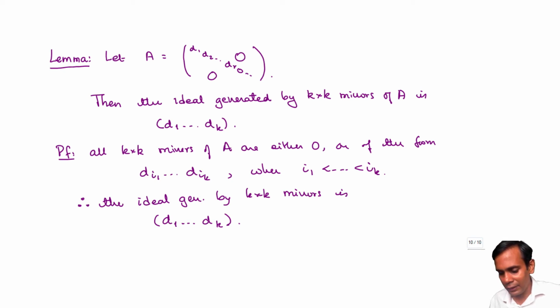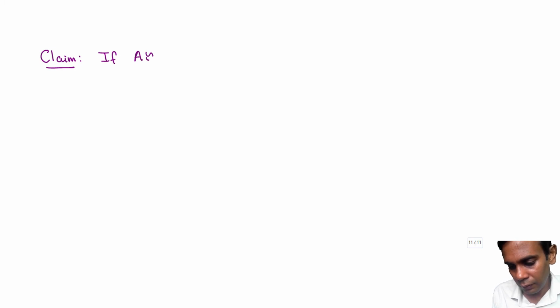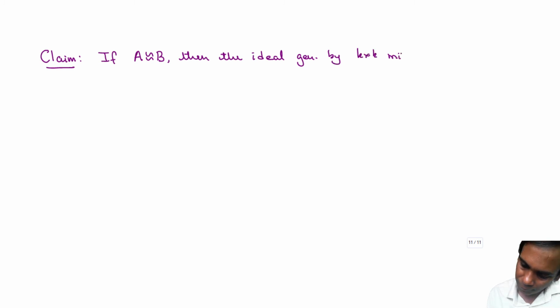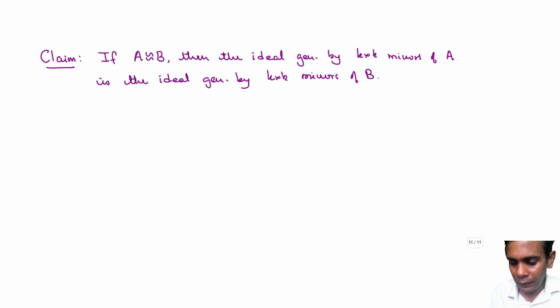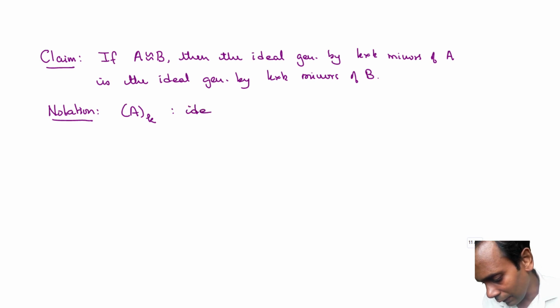Okay, now with this in mind, we can show that if A is equivalent to B, then the ideal generated by k by k minors of A is equal to the ideal generated by k by k minors of B. Let's use this notation: A subscript round bracket k to denote the ideal generated by k by k minors of A.